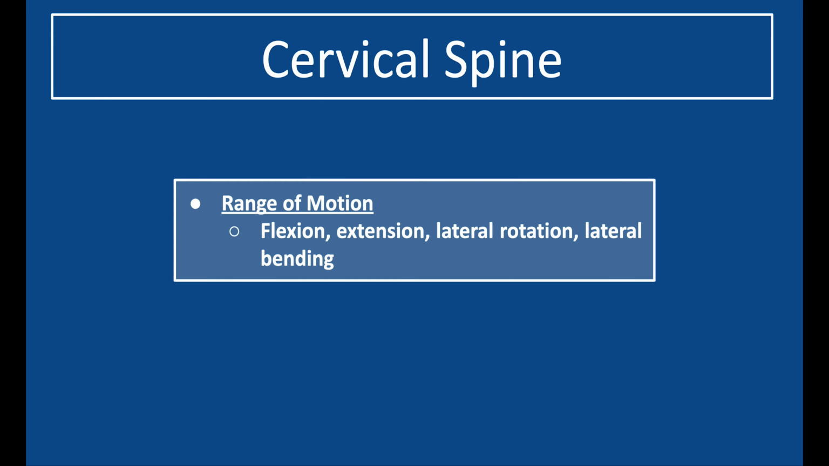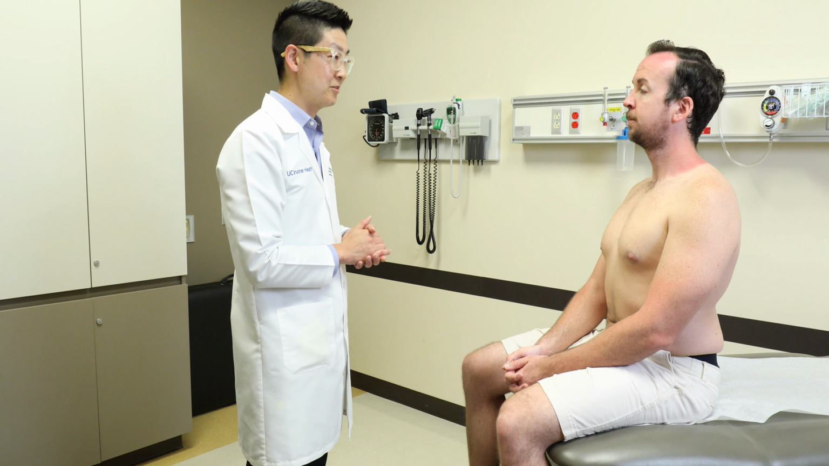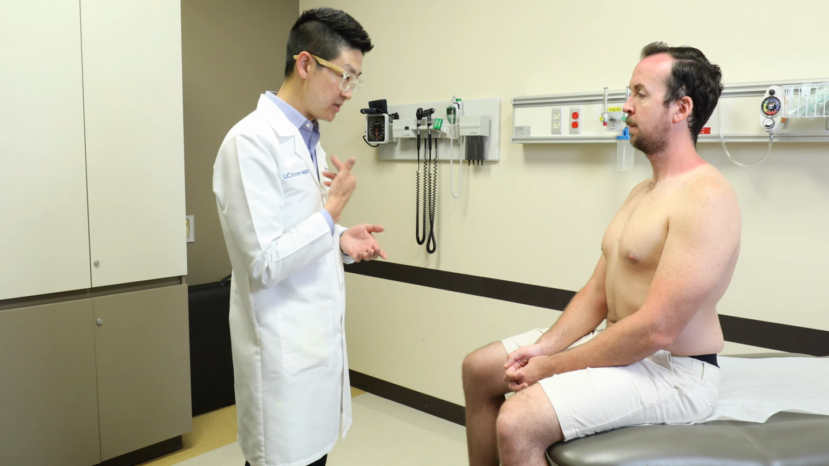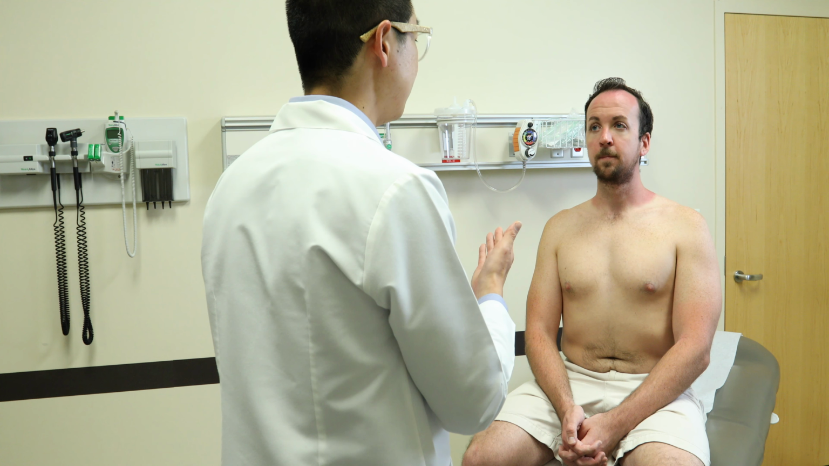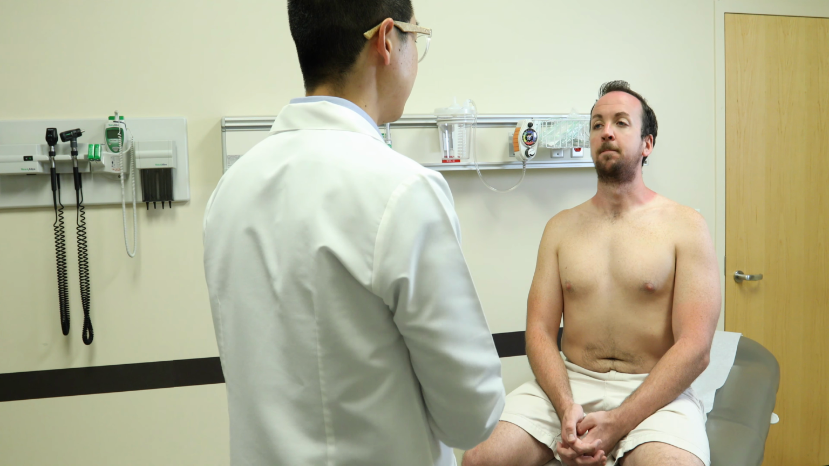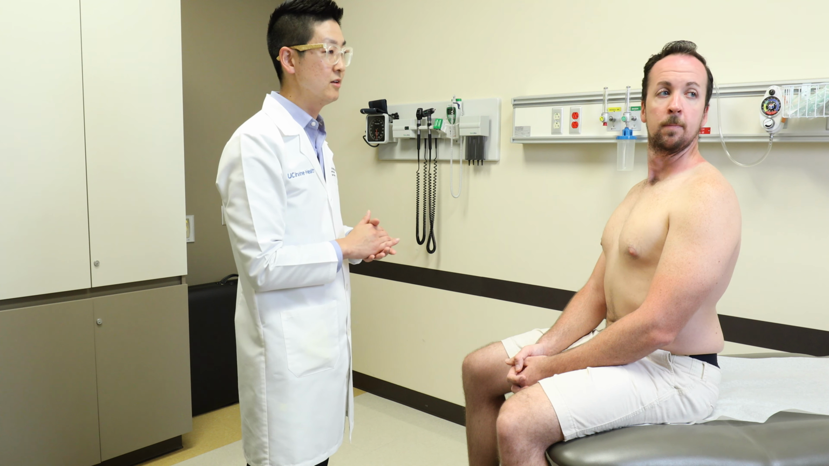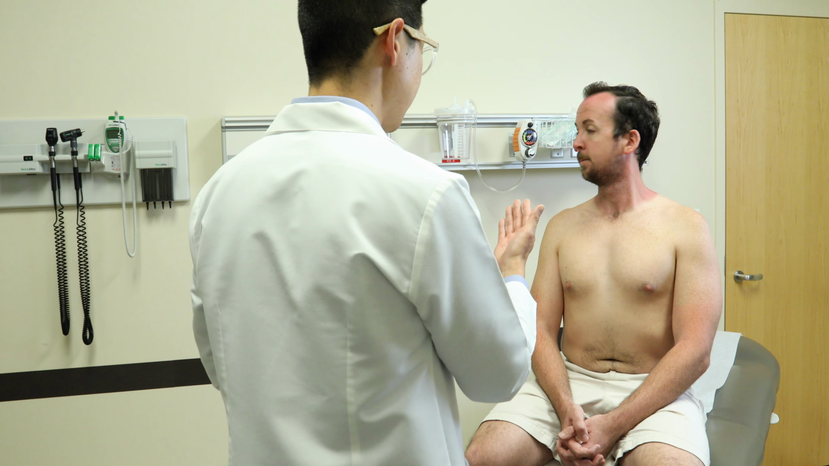For a range of motion, you will test for flexion, extension, lateral rotation, and lateral bending. All right, next we're gonna take a look at the range of motion of your neck. Okay, so go ahead and put your chin all the way down to your chest and look straight at me again. And now all the way back. Great. Next, I'd like you to turn your head all the way to the left and all the way to the right. And straight at me again.